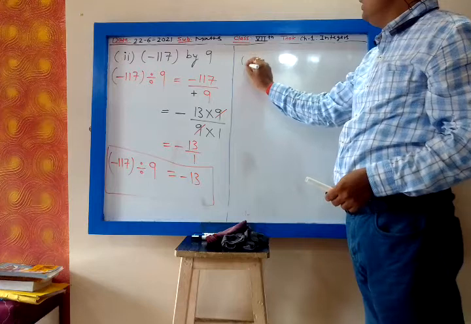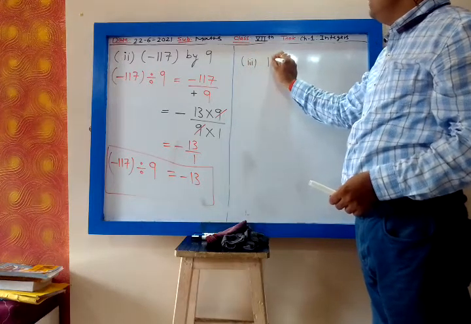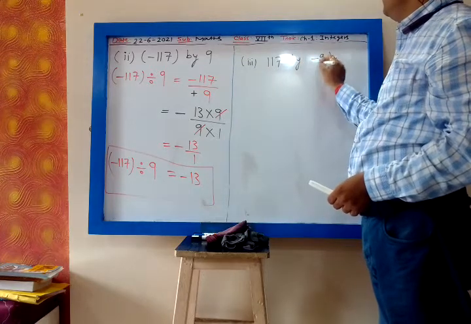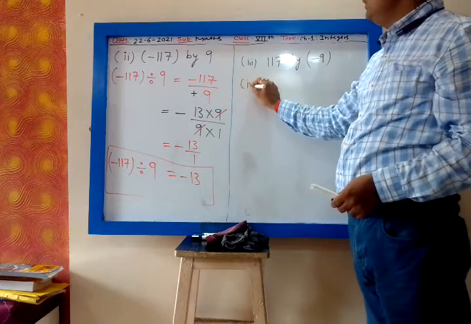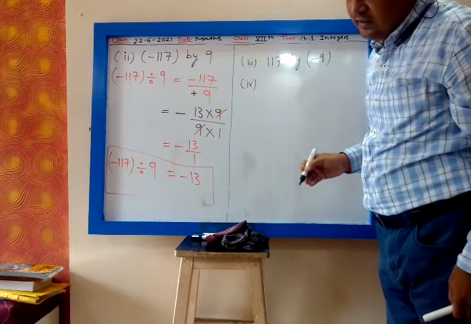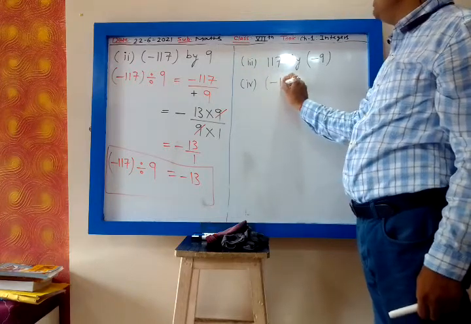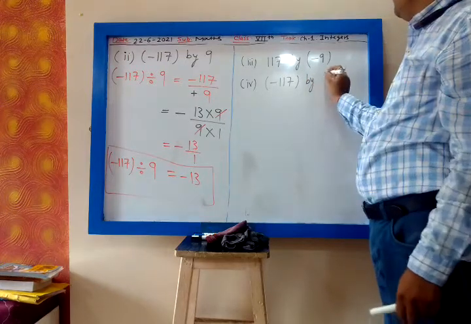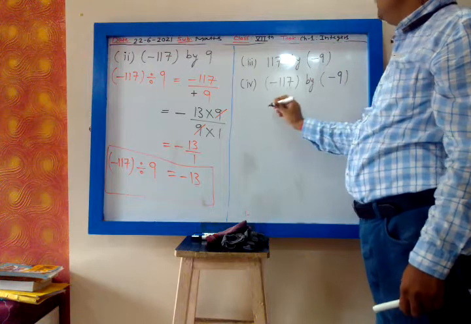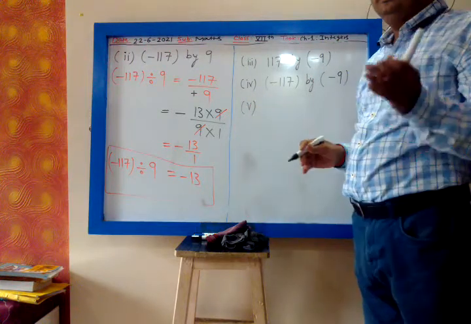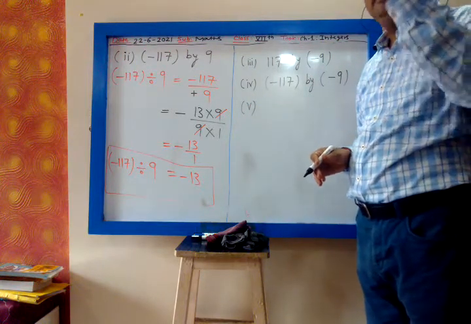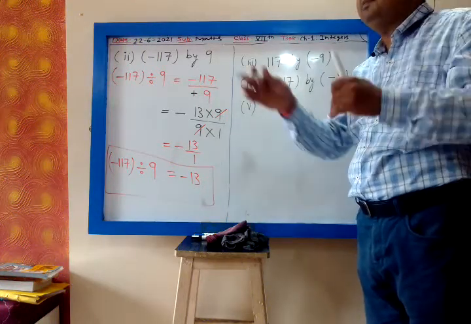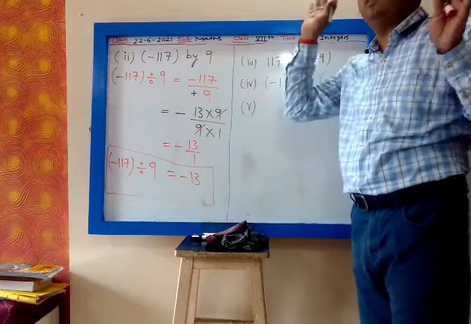Now third is divide 117 by minus 9. Then fourth is divide minus 117 by minus 9. Then you have to be careful about sign. If it is plus upon plus, it will be plus. Plus upon minus, minus. Minus upon plus, minus. Minus upon minus, plus. That's all.